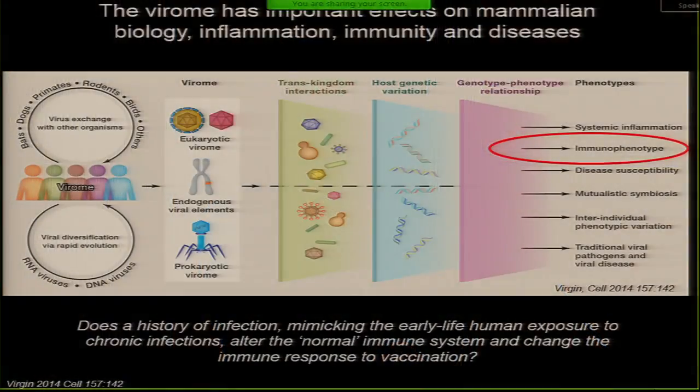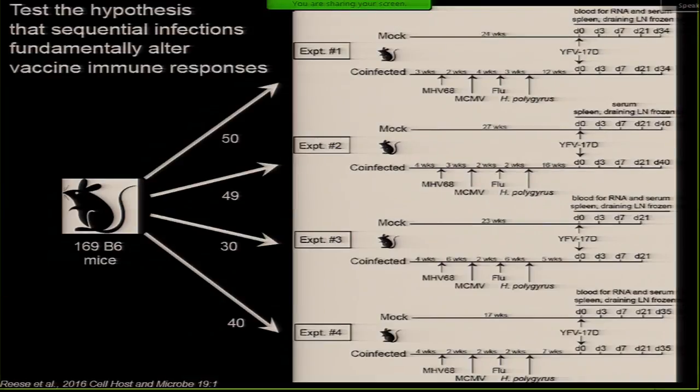So we're going to analyze the immunophenotype, testing this hypothesis. Does a history of infection mimicking the early life human exposure to chronic infections alter the normal immune system or change the response to vaccination? And so here's the structure of the experiment. These are four different experiments.